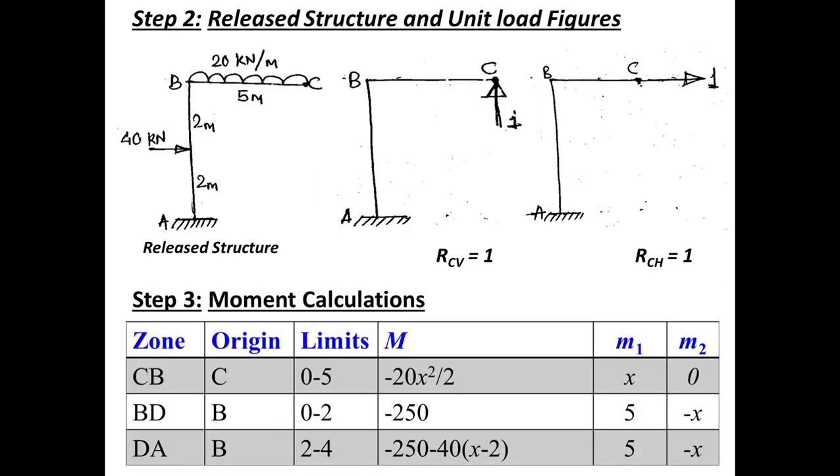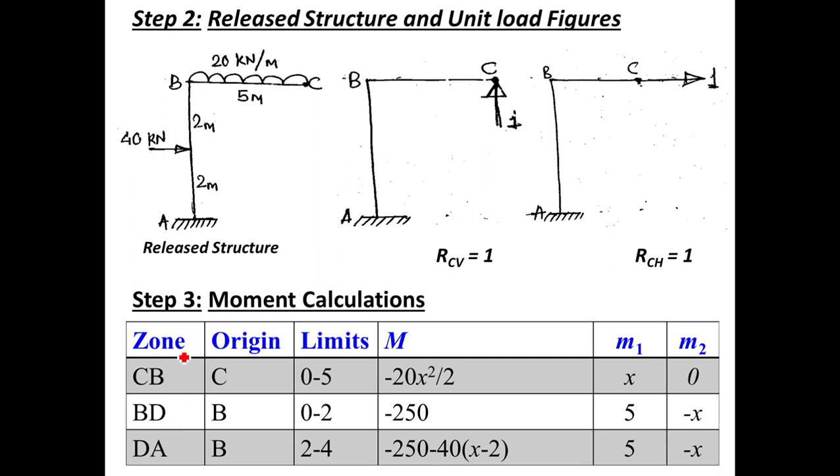Now if you look at this table, the first column of this table represents the zone and the second column represents the origin. Now if you remember our beam problems, we have discussed so many times what is zone, origin and limits.